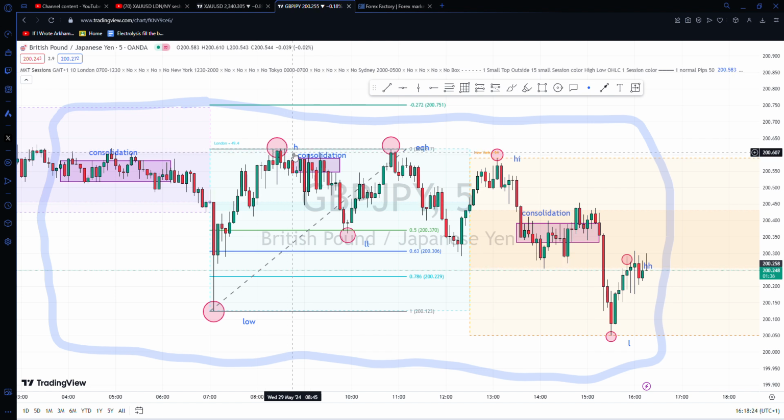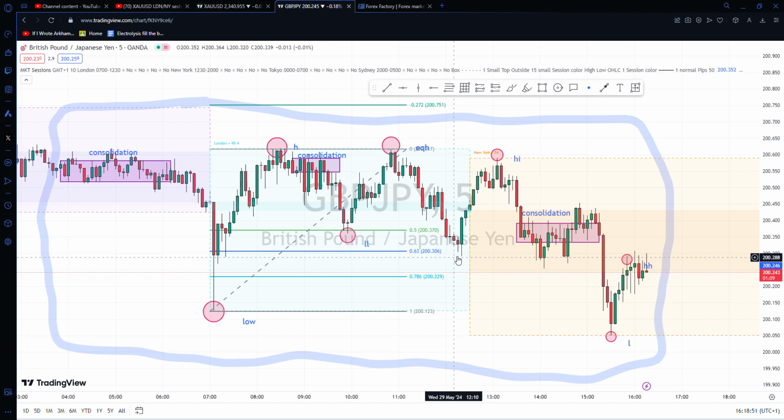And then again we started consolidating for a brief while, and then it went down, and we hit a lower low. Thereafter the market started going bullish again, and then we hit an equal high, and then the market reversed again, came down slightly, and made a low.